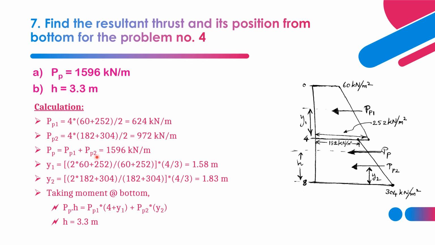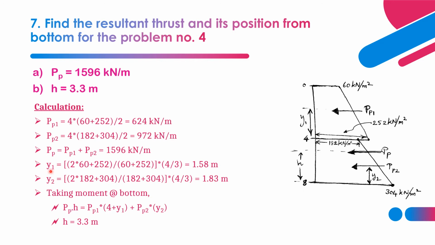Upon adding both, we get the total thrust value, that is PP, as 1596 kilonewton per meter. This is how we have to calculate. It is a simple calculation, where we calculate the area of the earth pressure diagram or the earth pressure block, and find the total thrust by summing up the thrust for all the layers. Here we have two layers, so that's why PP1 plus PP2. And we shall see the calculation for the position of it.